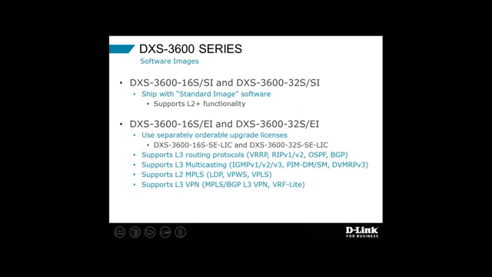The 3600 has a couple different software images. It ships with what we call the standard software image that supports basic layer 2 plus functionality. It can also be upgraded to the enhanced software image. And I'm not going to read all of these protocols to you here, but it's very advanced layer 3 routing, multicasting, and MPLS types of functionality.